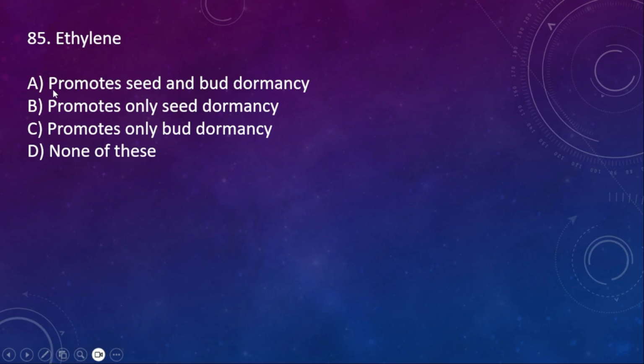85. Ethylene, option A, promotes seed and bud dormancy. B, it promotes only seed dormancy. C, it promotes only bud dormancy, and then D, none of this. Here the right option is none of this.